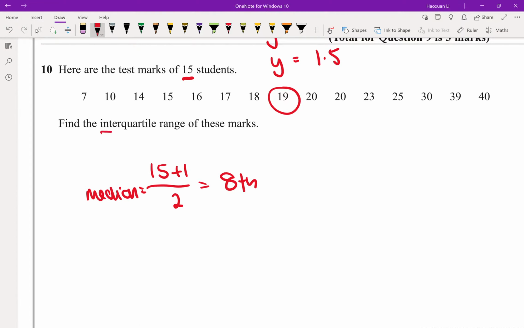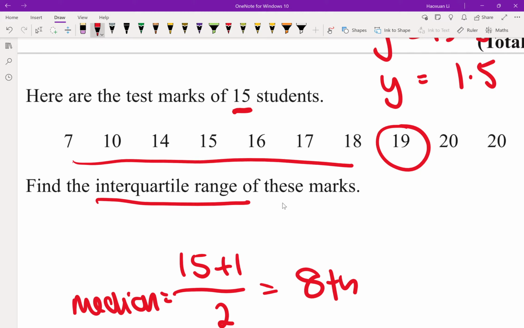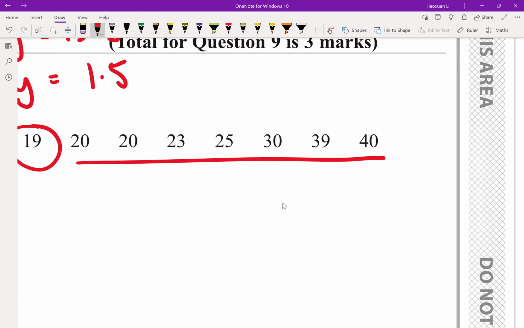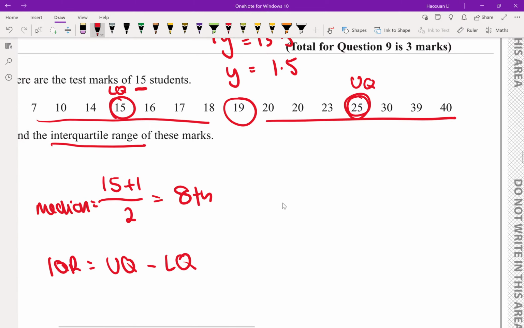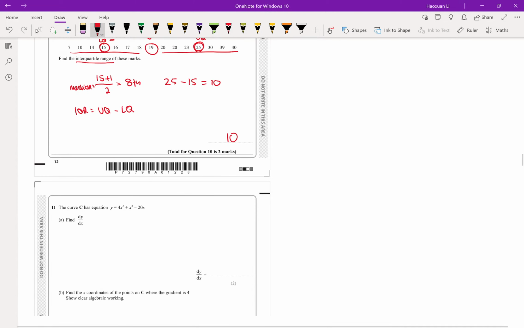Find the interquartile range. When it comes to IQR, you need to find the upper quartile and the lower quartile. The lower quartile means these values. So 15, the median of this bit, does not consider the median. And the upper bit would be the median of these values, and find the middle value. Therefore, upper quartile minus lower quartile will be 25 minus 15 equals 10. So the answer for this question is 10.